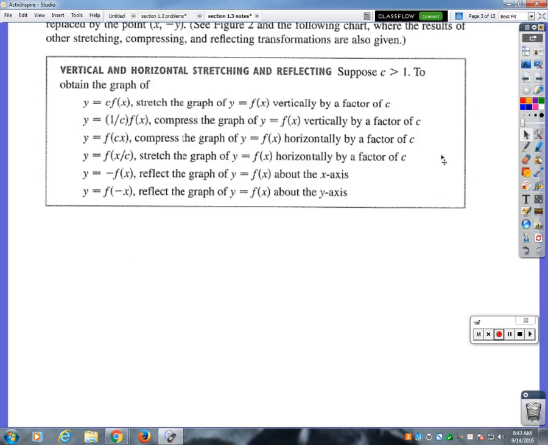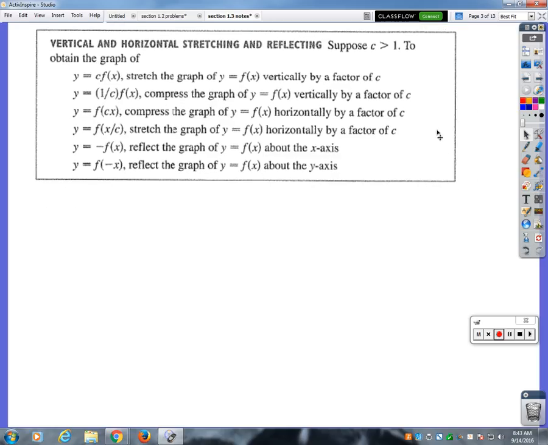Okay, then you can also stretch and reflect and whatnot. So if you take the function and you multiply the whole thing by a number, then that's a vertical stretch.